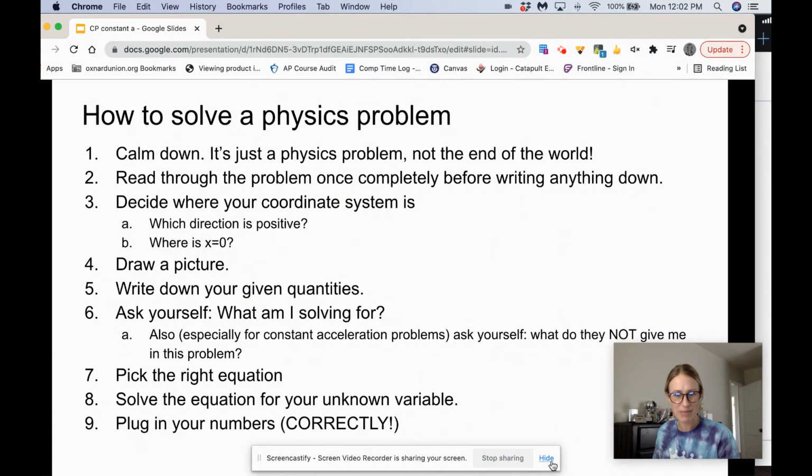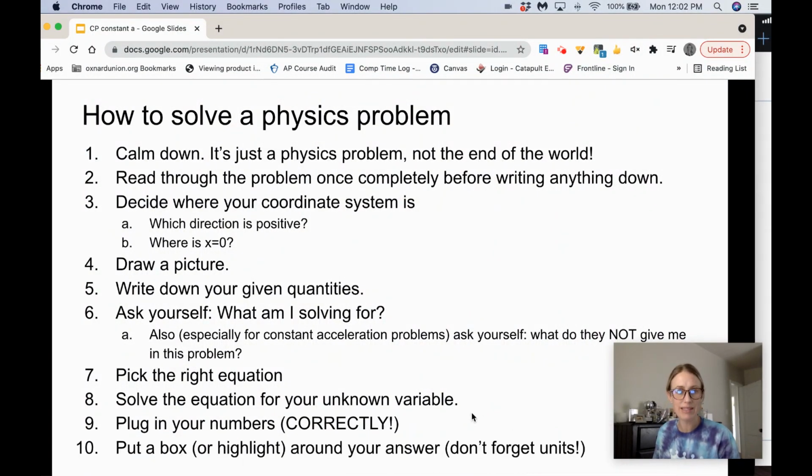And then last but not least, we're going to get an answer, and then I like you to put a box around it. You'll see that I'm partial to the box around the answer, or highlight it, and don't forget your units. You don't want to just put a number there. No naked numbers, right? So you want to write down your units as well.